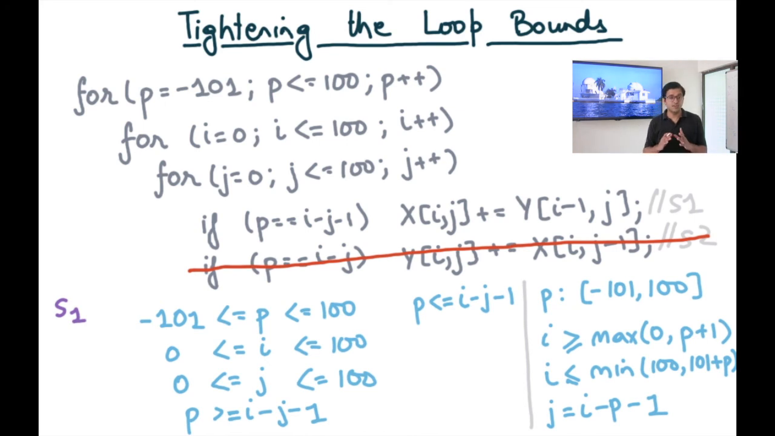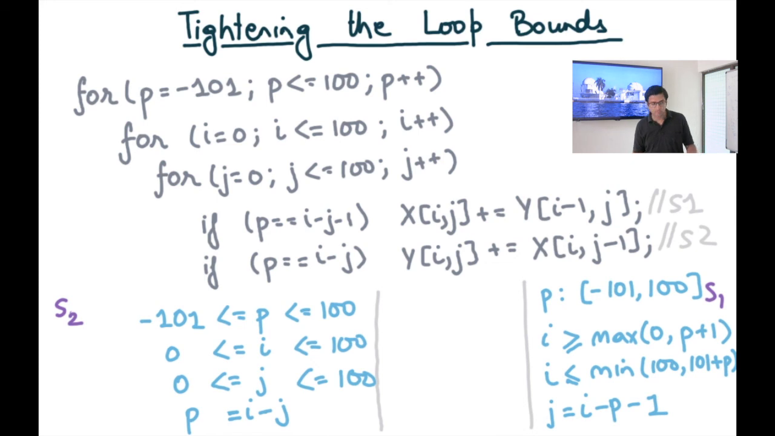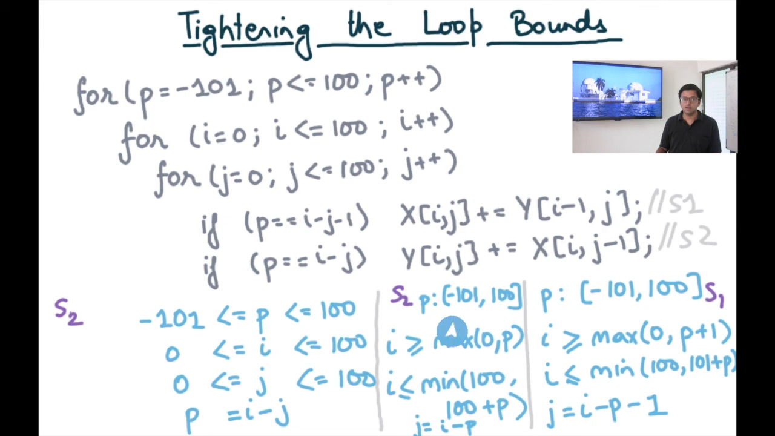But the problem here is slightly more interesting because it's slightly more complex, because it has two different statements, S1 and S2. And the polyhedron space for S1 may be different from the polyhedron space of S2. And so let's see what is the polyhedron space for S2. And once again, I just write all the bounds on all the iteration indices. So once again, P is between -101 and 100, I is between 0 and 100, J is between 0 and 100, and P equals I minus J. So this time the difference is, in S1 it was P equals I minus J minus 1, for S2 it is P equals I minus J. And once again, when I use the Fourier-Motzkin method to project first on P, then on I, and finally on J, I basically get these lower bounds and upper bounds.